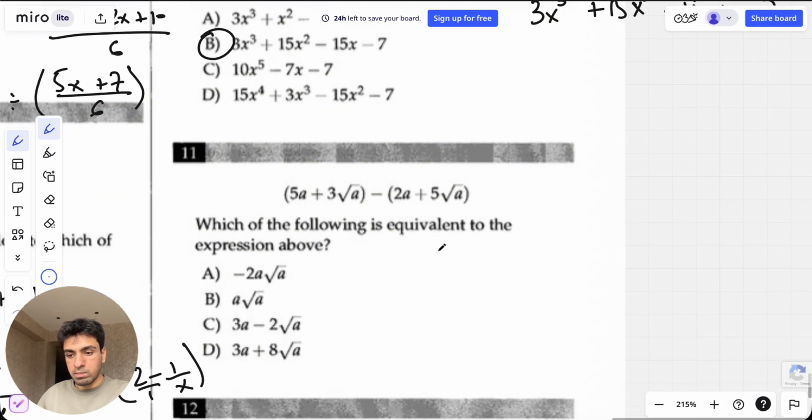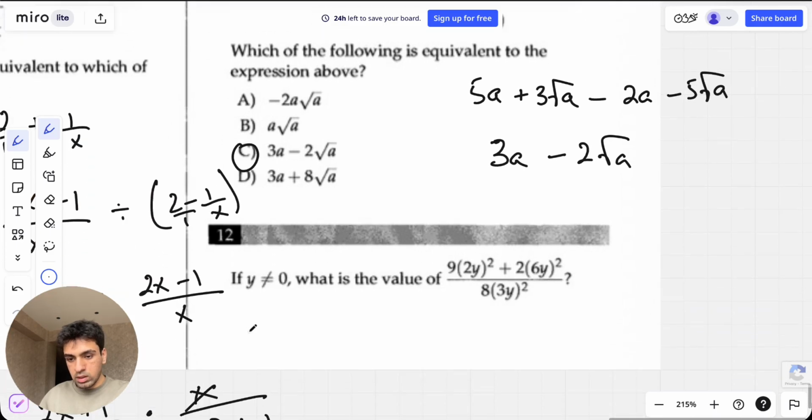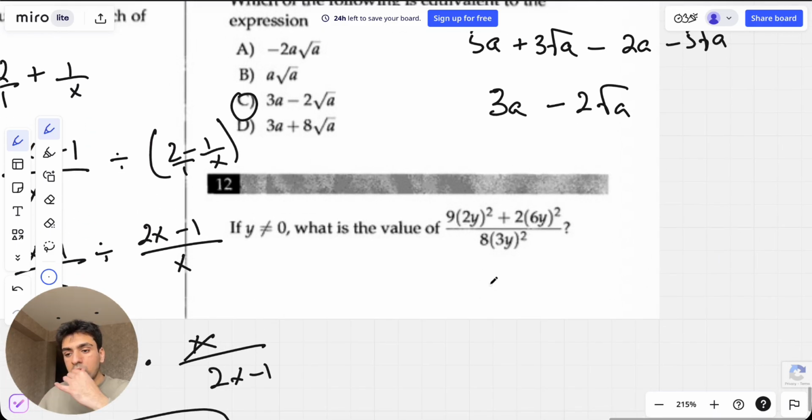Question 11, we have this. So we open the brackets, we have 5a plus 3 roots a, and then minus, so think of this as minus 1, so minus 1 times this and times this. We get minus 2a and minus 5 roots a. So we can simplify this. 5a minus 2a is 3a, and then 3 root a minus 5 root a is the same as saying 3x minus 5x, which is minus 2x. So in this case it's minus 2 root a. So we get C.